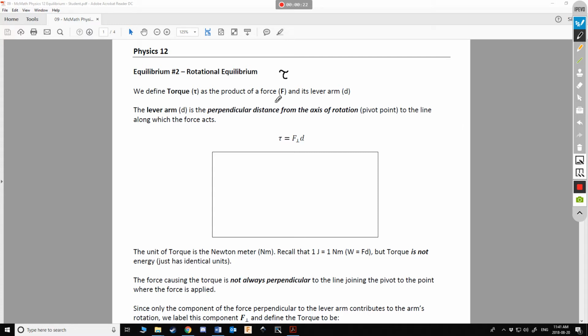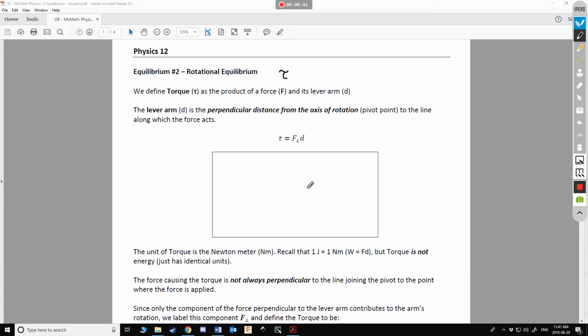The key thing to remember about this, though, is that the force and the distance must be perpendicular to each other. So you see that right here, torque is equal to force perpendicular multiplied by how far the force is being applied from some pivot point.